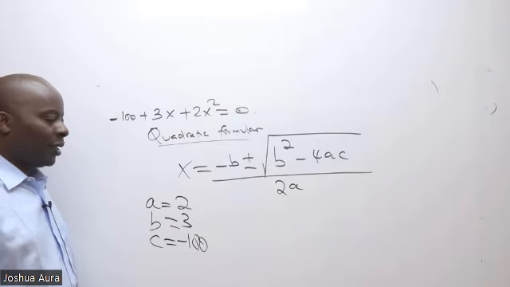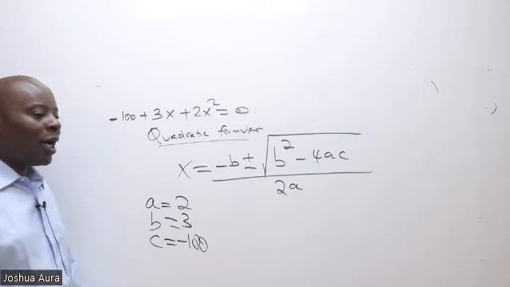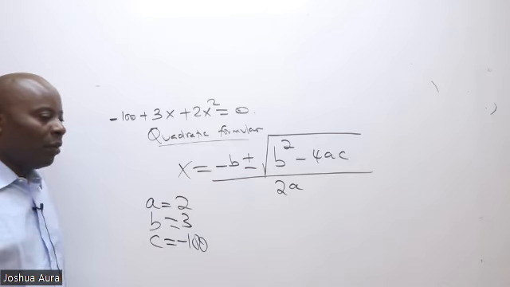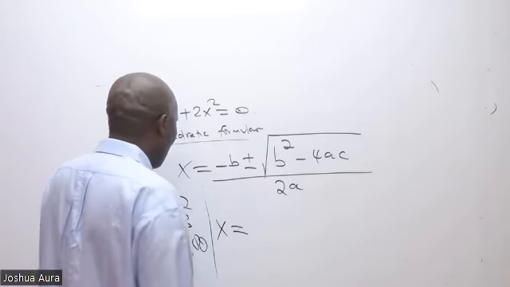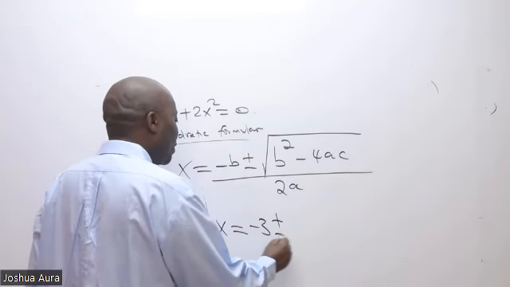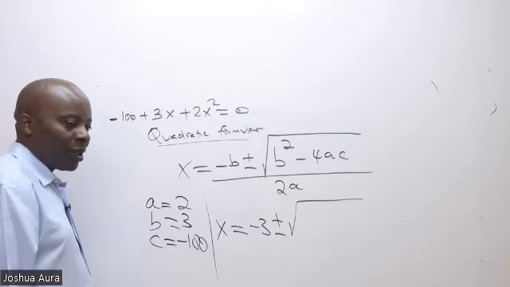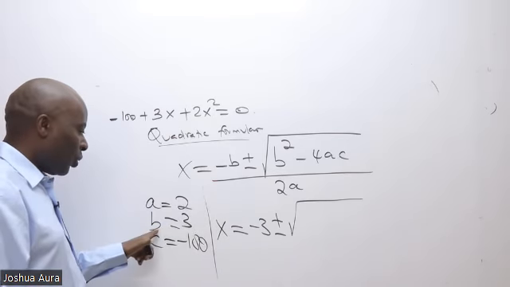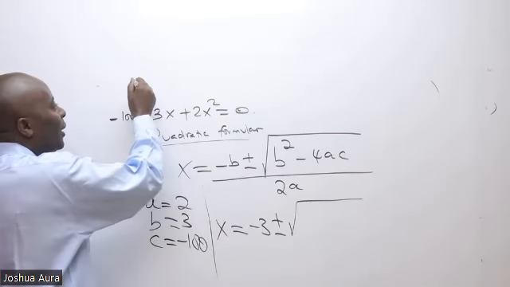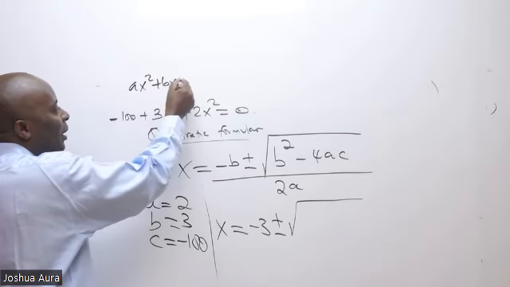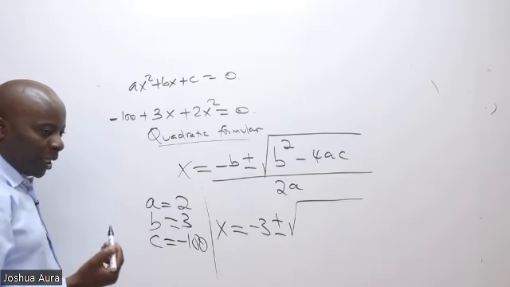So then could you kindly do me a favor? Is it possible for you to go ahead and plug in these things there? Then our x will be equal to minus b, so minus 3 plus or minus the square root. So the most important thing, whenever you hear of quadratic equation, it is ax squared plus bx plus c equals 0. That's how the quadratic formula looks like.